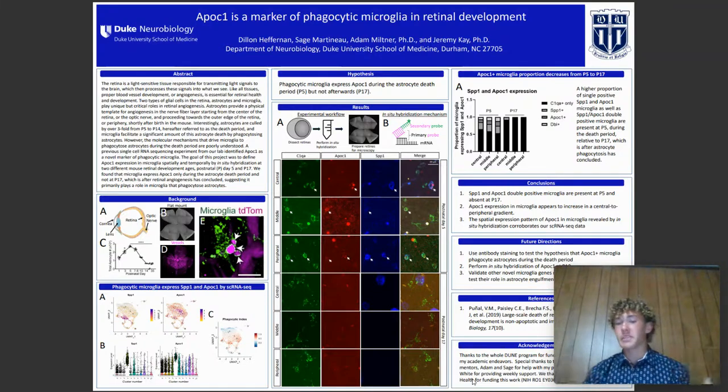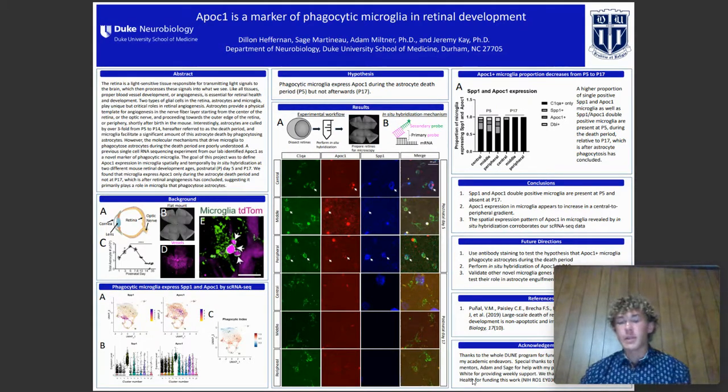And this is what we would expect to see, because at P5, the wavefront, or the tip of the retinal angiogenesis, is where we expect to see the most astrocytes, and this is near the mid-periphery. So more astrocytes signals more engulfment and more phagocytosis, which would mean more ApoC1 gene expression. At P17, angiogenesis is 100% completed. There are no astrocytes that reside near the wavefront, meaning that there would be no engulfment.